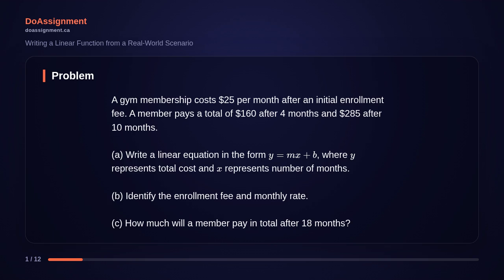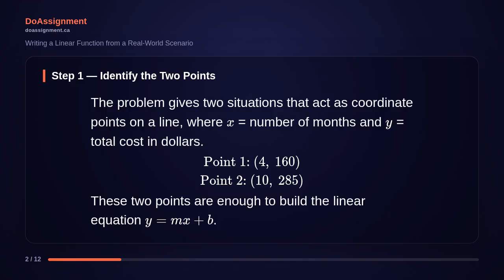Now let us work through the solution step by step. The problem gives us 2 data points. After 4 months, the member has paid $160, and after 10 months, they have paid $285. We label these as point 1, (4, 160), and point 2, (10, 285). From these 2 points, we can find the slope and the y-intercept of the line.